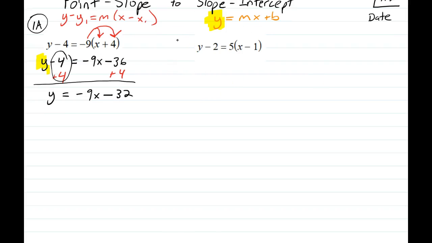So go ahead and title this one 1B. You're going to try this one on your own. Just do the same steps. Distribute the 5, and then you're going to move that number over. We want our answer to say y equals something. So pause the video and try it on your own.